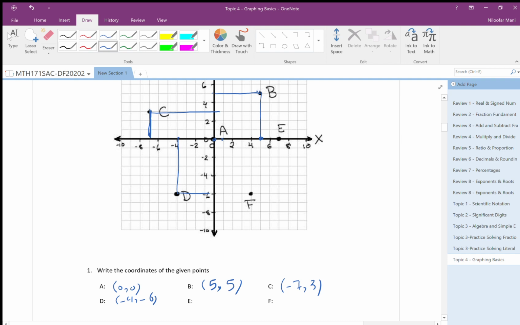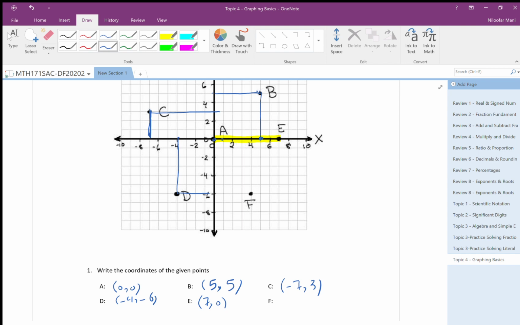How about E? E is on the x-axis, but still it has distance from 0. So it is 7. And how about for y? I make a perpendicular line just to y, and I see on y I reach 0. So when I am on the x-axis, y is 0. Then I can accept that when I am on the y-axis, x is 0, because I make a perpendicular line to just the x-axis, and I see I reach 0.